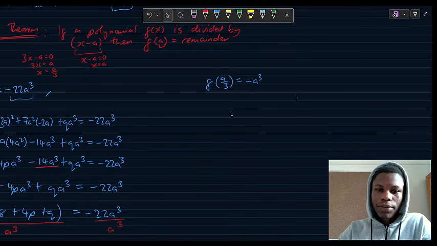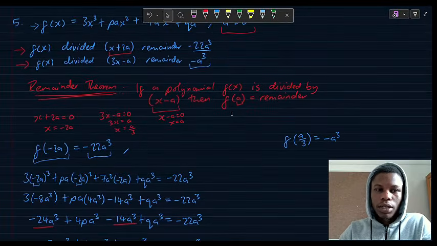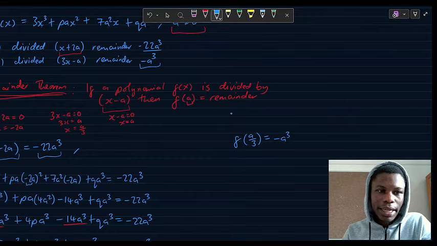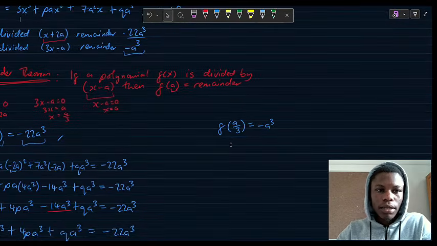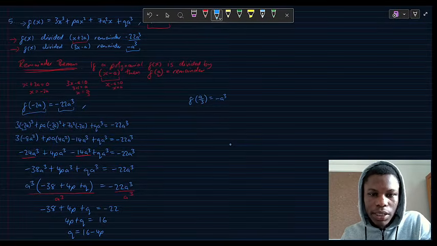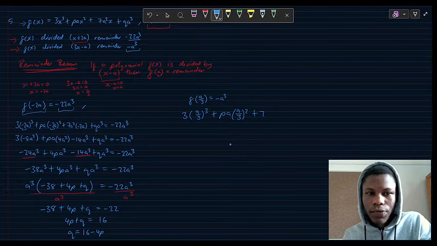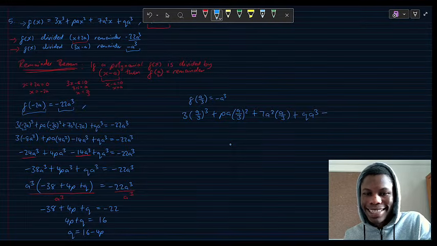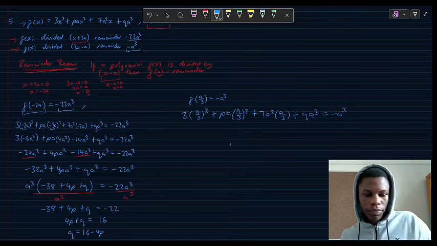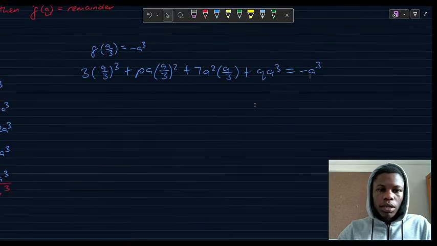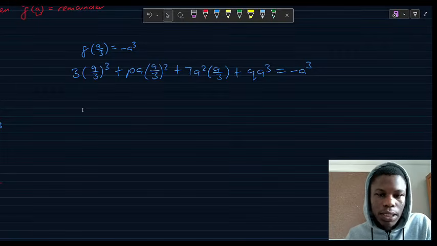So we also had that f of a over 3 is equal to negative a cubed. So that means we want to replace x here with our a over 3. Let me just zoom out for a second so we can see that. So that's 3 times (a over 3) cubed plus pa times (a over 3) squared plus 7a squared times (a over 3) plus qa cubed, and this has to be equal to our negative a cubed. Okay. So now let's simplify this. Oh, my a looks like a 9.